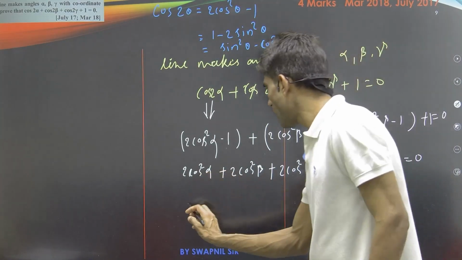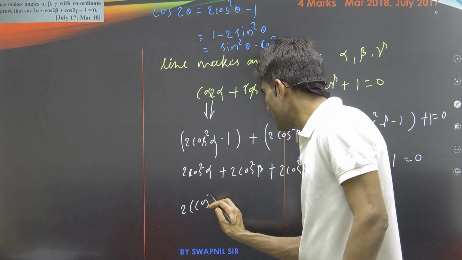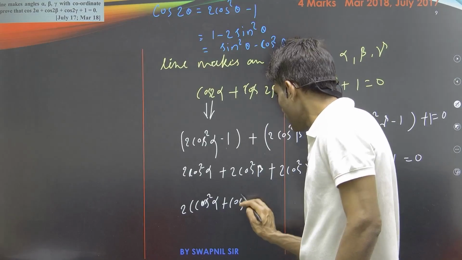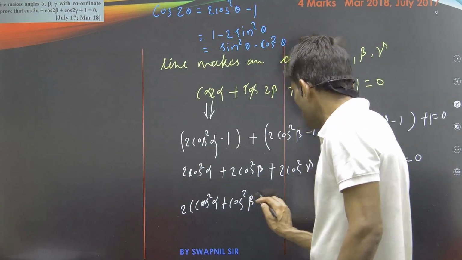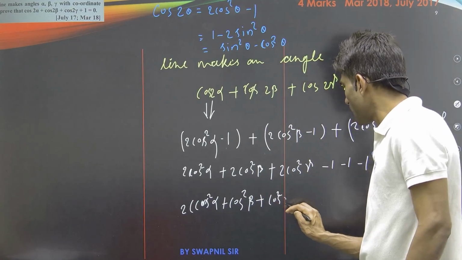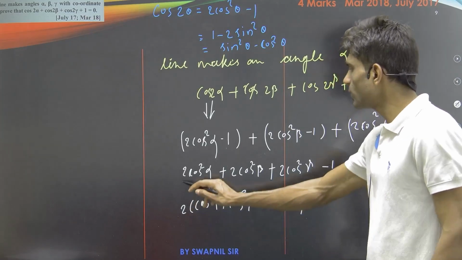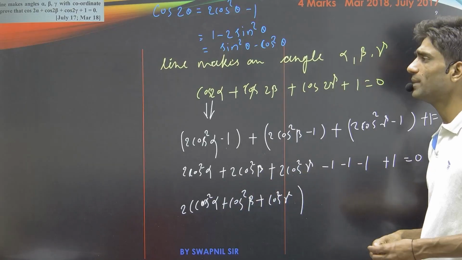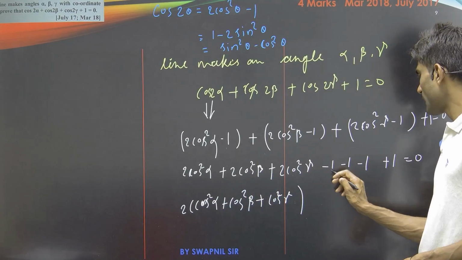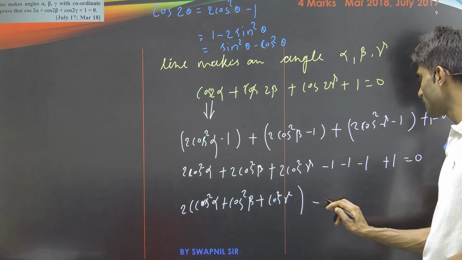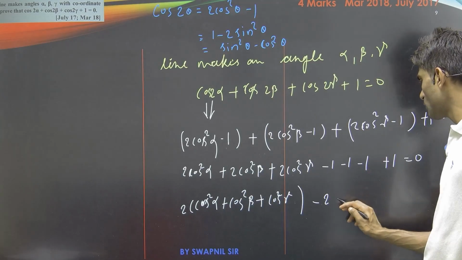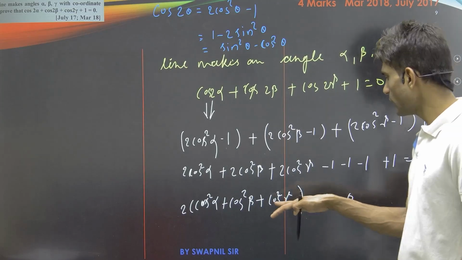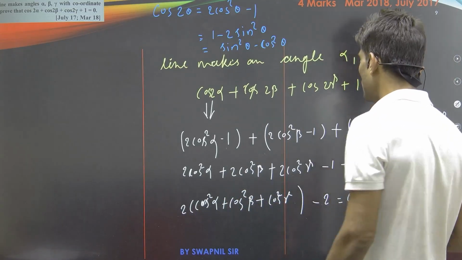Take the 2 common from here: 2 times cos square alpha plus cos square beta plus cos square gamma. So I have taken 2 common from these three terms, 2 outside the bracket, with cos square alpha, cos square beta, cos square gamma inside. So -1 -1 gives -2, and -1 +1 gives 0. So these terms are left here. What we do here is take the -2 to the other side, and we get 1.